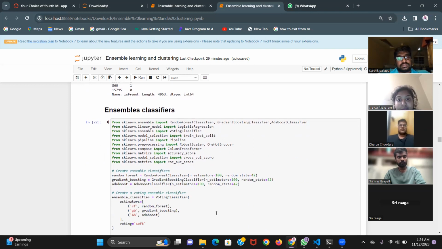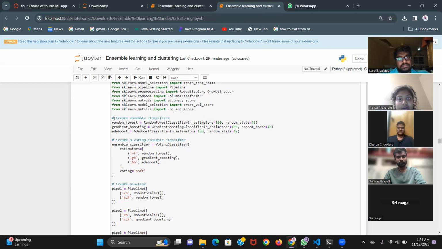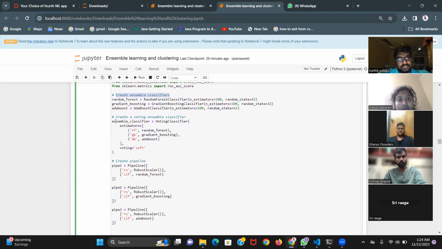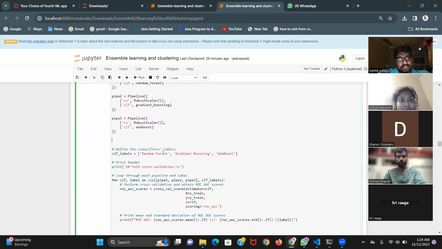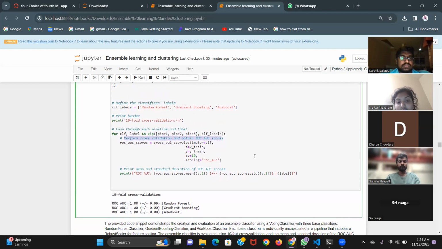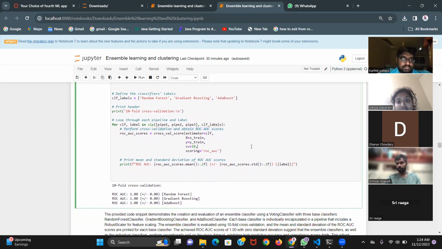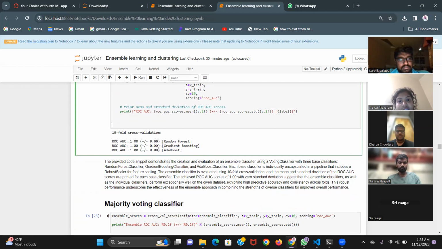And the ensemble classifiers. Here we are importing the RandomForestClassifier, GradientBoostingClassifier, LogisticRegression, the VotingClassifier, and then train_test_split, the pipeline, RobustScaler, ColumnTransformer, accuracy score, cross_val_score, etc. Creating the ensemble classifiers, voting them, the pipe 1, pipe 2, and pipe 3 pipelines, defining the classifier labels like random forest, gradient boosting, and AdaBoost, printing the headers like tenfold cross validation, looping through each pipeline and label by performing cross validation and obtaining the ROC scores, like X is equal to X train and Y is equal to Y train, CV is equal to 10, and scoring is equal to roc_auc, and then printing the mean and standard deviation of these ROC scores.